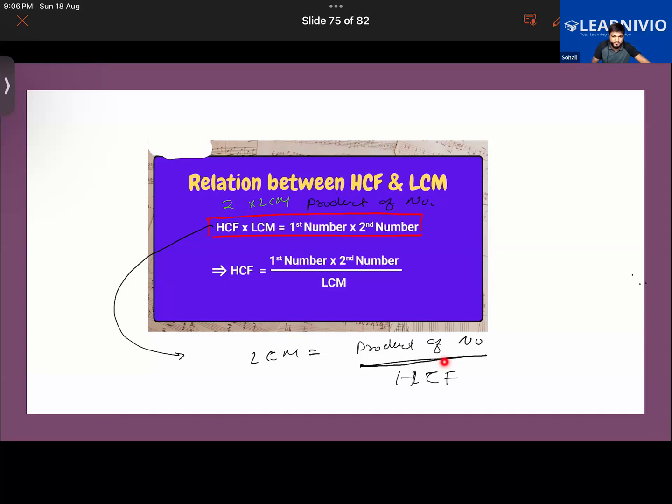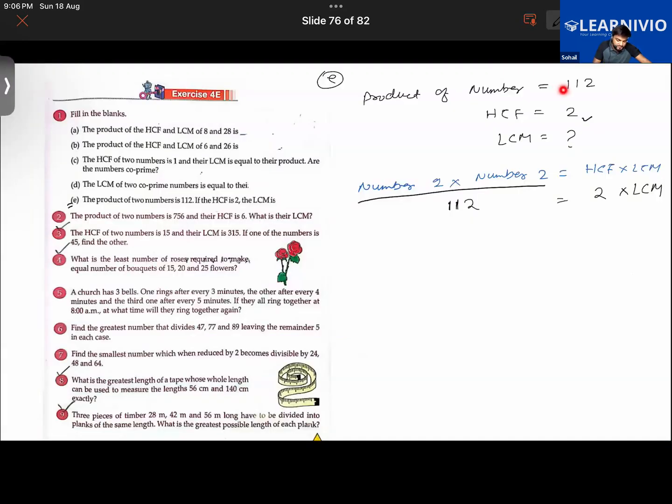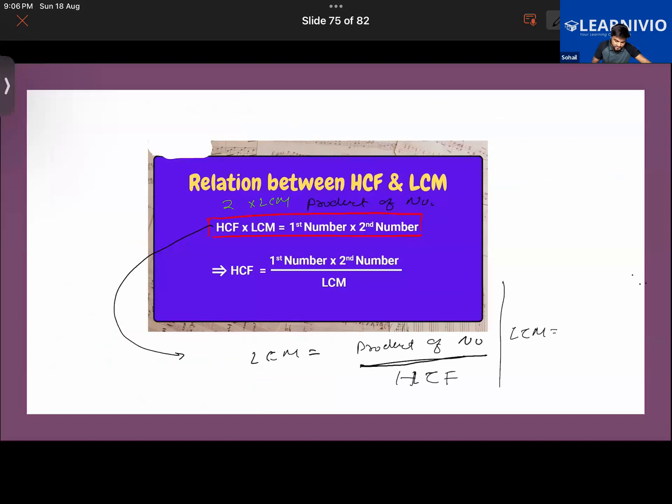Getting it so far? Have you understood this completely or not? Please let me know. Yes, I have understood completely. Good. So we had to find the LCM. What is the product of numbers provided? 112. And the HCF is 2. So 112 upon 2. Quickly divide this, as soon as possible.